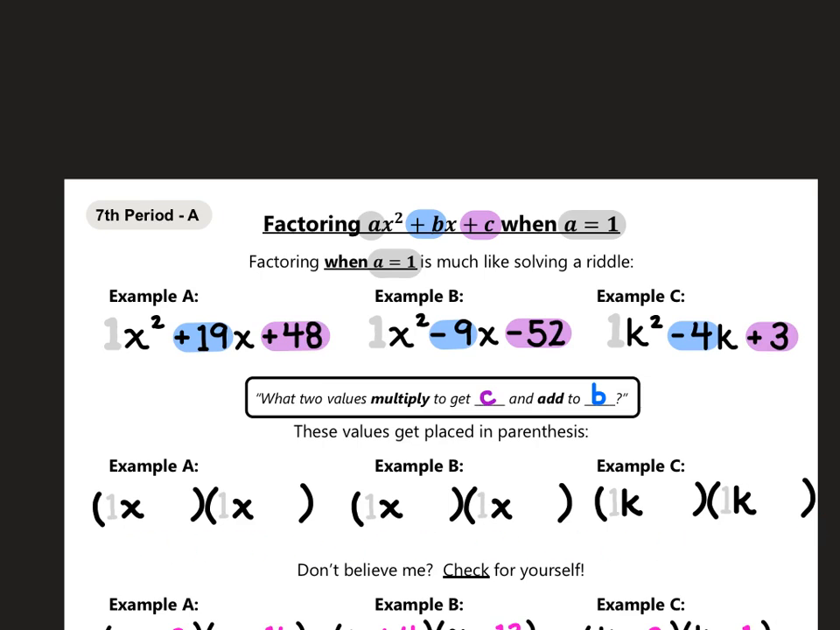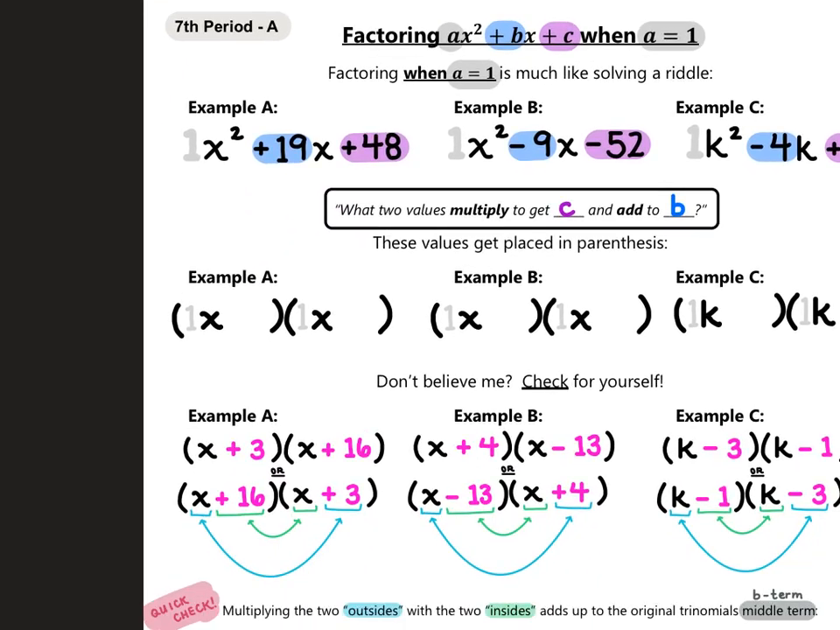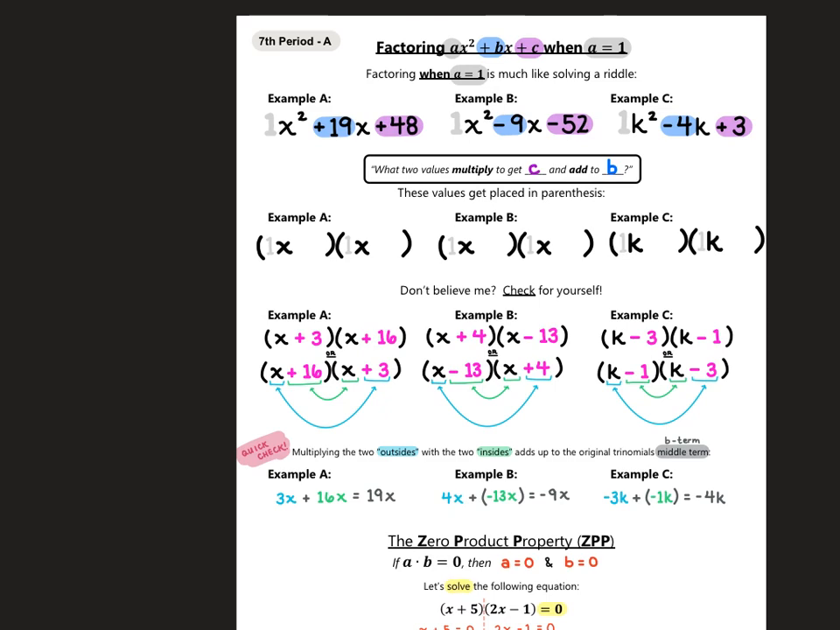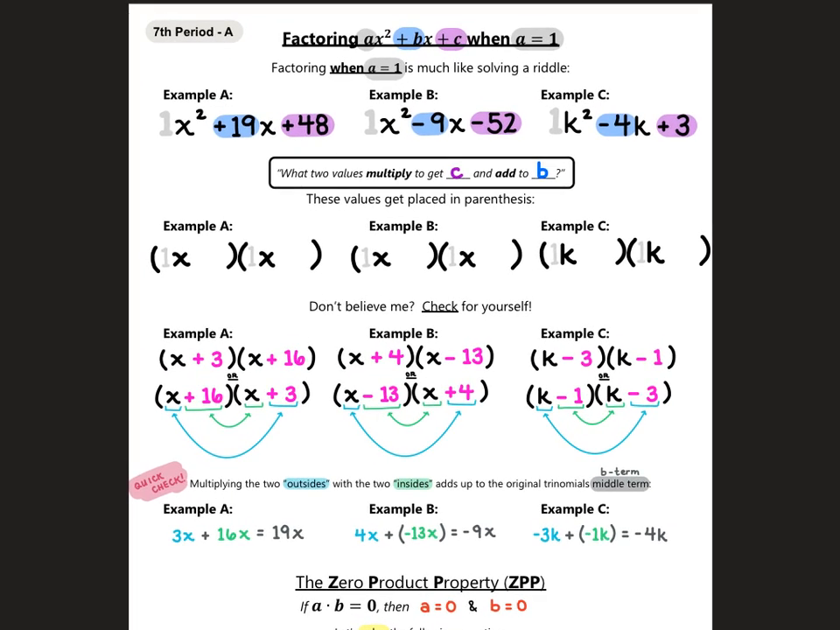Because we did these on the first page, we pulled out some examples of numbers that were personal to us. This is for 7th period's A group. They picked 48 and 19, and we said that the numbers that multiply to give you 48 but add to give you 19 are 16 and 3. As we look through these examples, we filled these in. So 16 and 3. If you're using positive values, you say plus 16 and plus 3, so the terms make sense: x plus 3 and x plus 16.